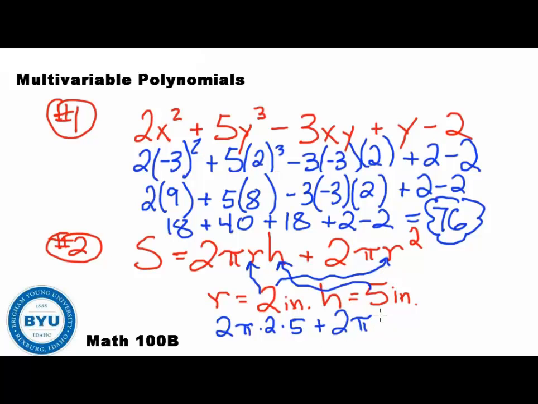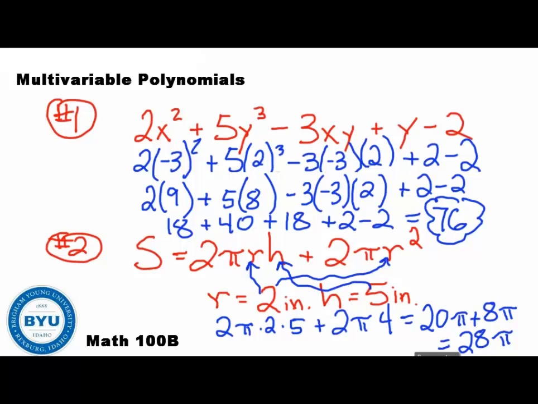Then that's just 2 squared, which is 4. And so our final answer here is 20 pi plus 8 pi. Put them together, and what do you got? 28 pi.